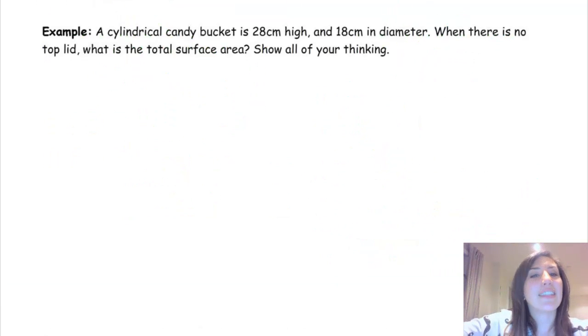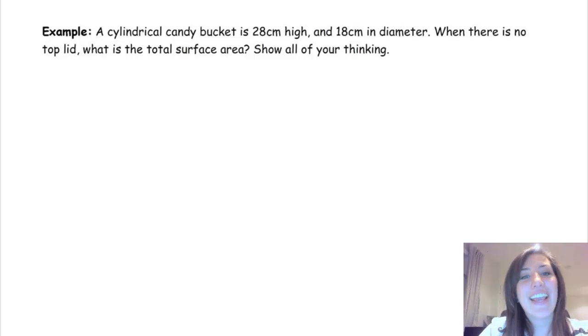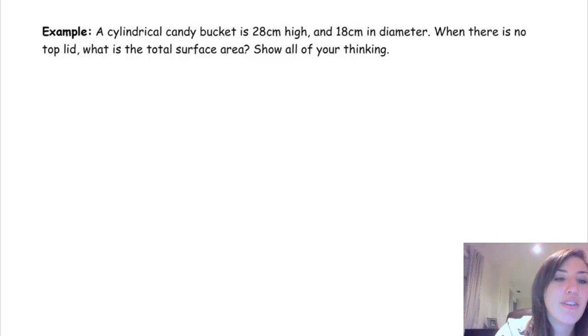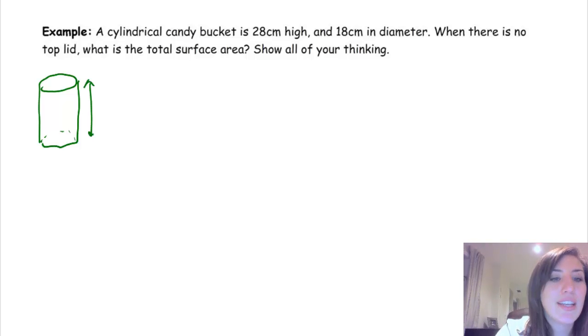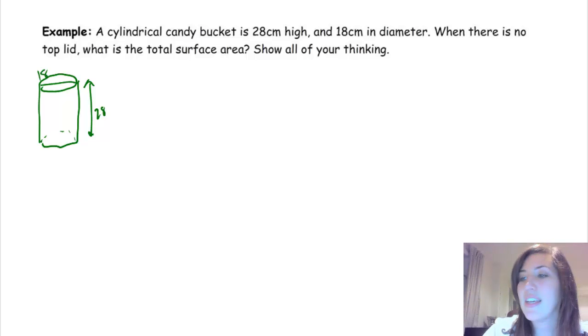Example 2. A cylindrical candy bucket is 28 centimeters high, 18 centimeters in diameter. When there is no top lid, what's the surface area? Show all your thinking. So let's draw it out. If we've got a cylindrical candy bucket, it should look kind of like this. And here's the background. And it is 28 centimeters high, and it has a diameter of 18 centimeters.